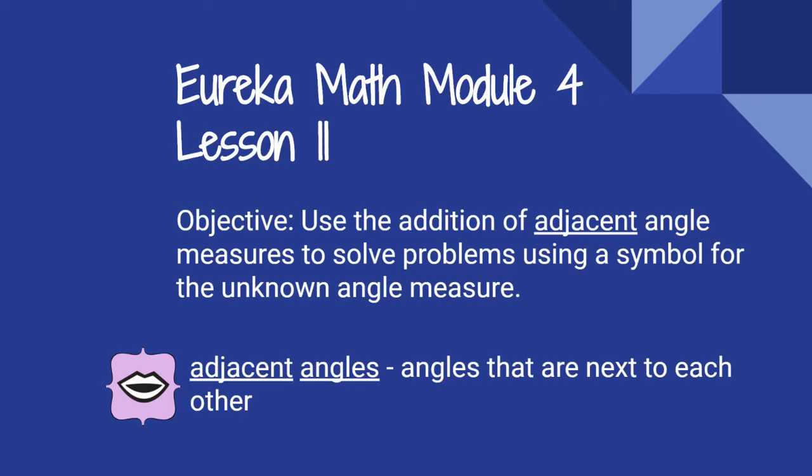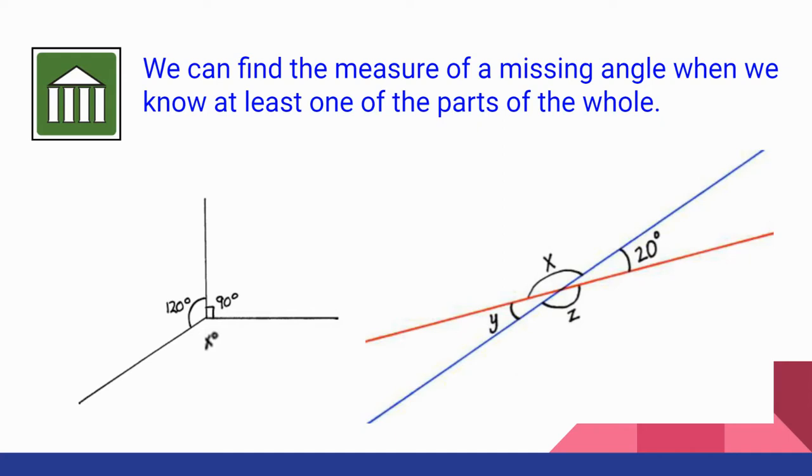Today's lesson is very much like yesterday's Lesson 10, and the objective is actually the same. Use the addition of adjacent angle measures to solve problems using a symbol for the unknown angle measure. Again, adjacent angles are angles that are next to each other. So let's start with our big idea. It's the same as yesterday.